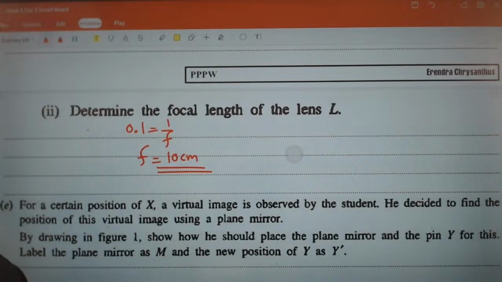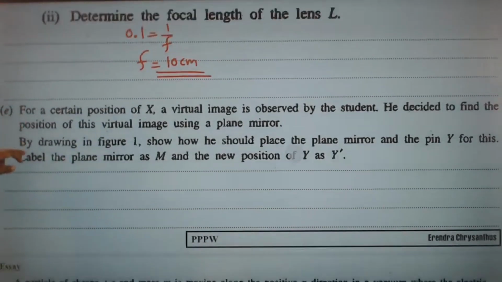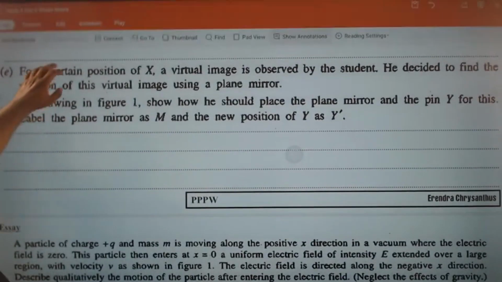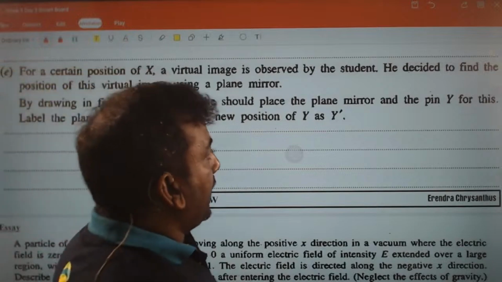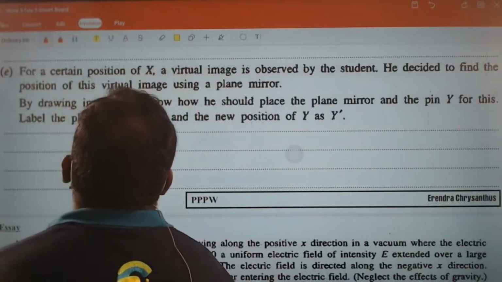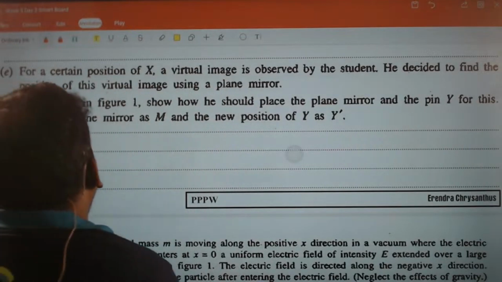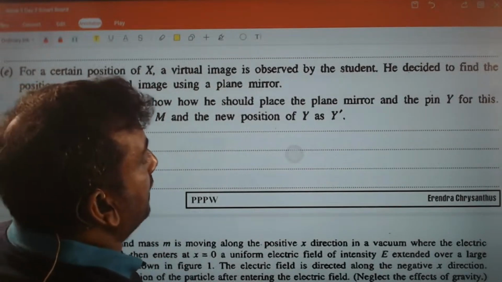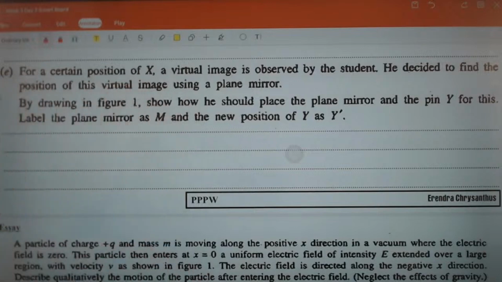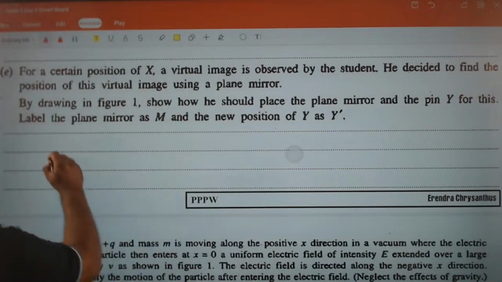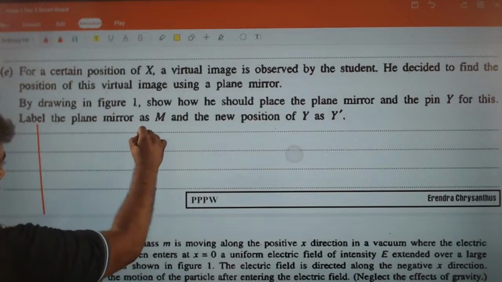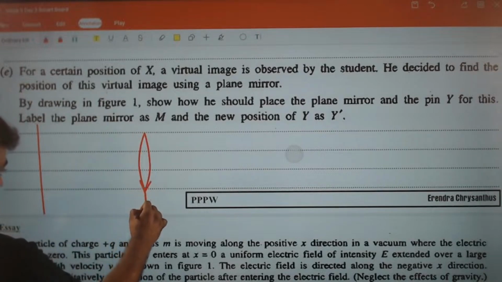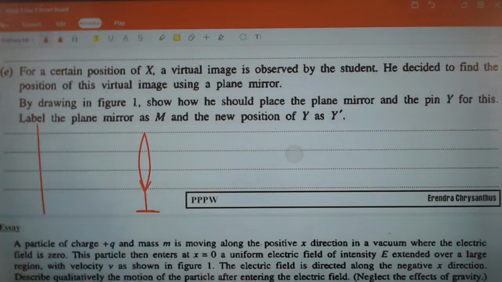Right. Okay. For a certain position of X, a virtual image is observed by the student. He decides to find the position of the virtual image by using a plane mirror. By drawing figure 1, show how he should place the plane mirror and the pin Y, and label the new position of Y as Y dash. I'll draw it here. Screen S is there. Here your convex lens is there.